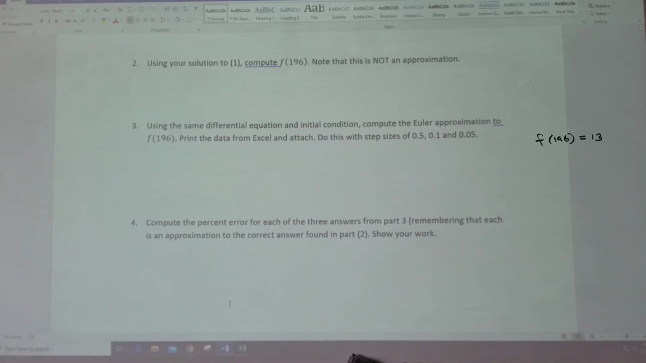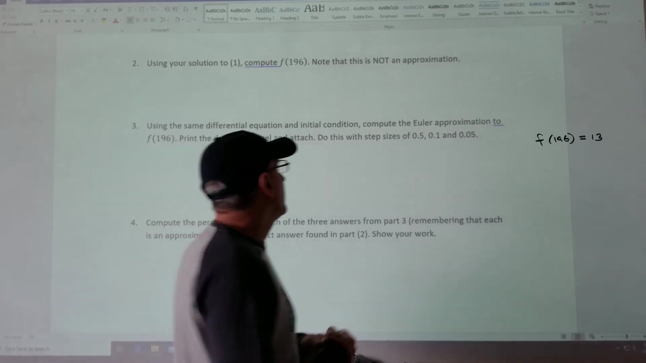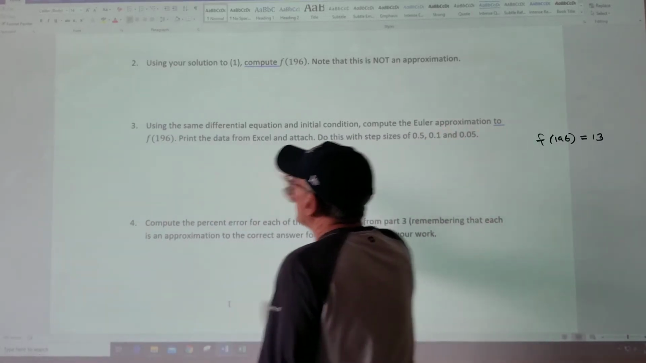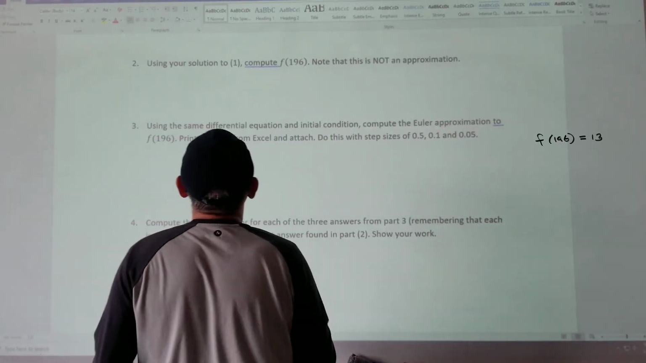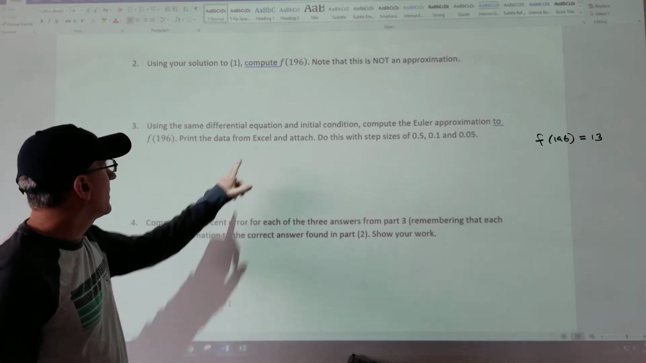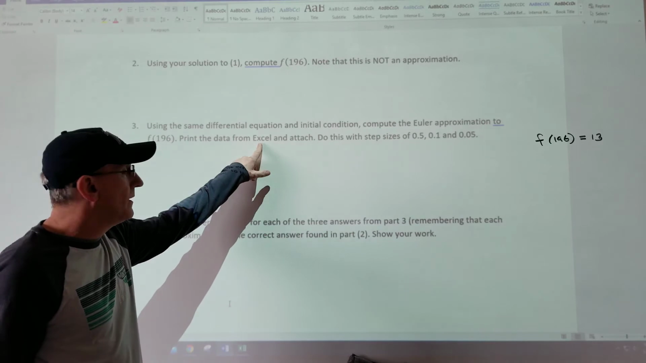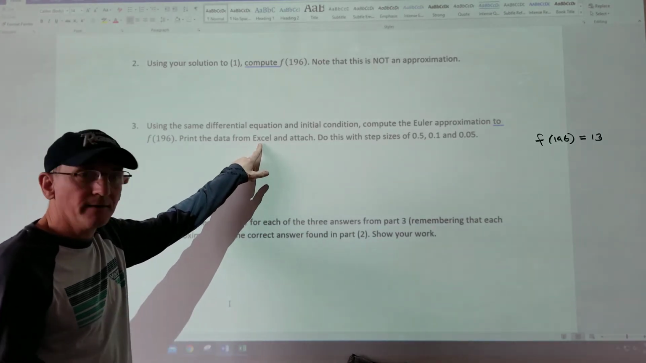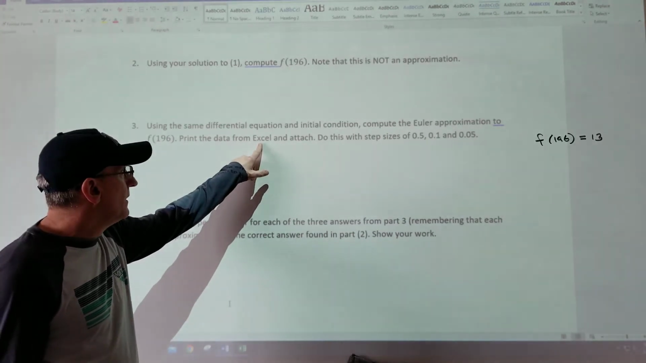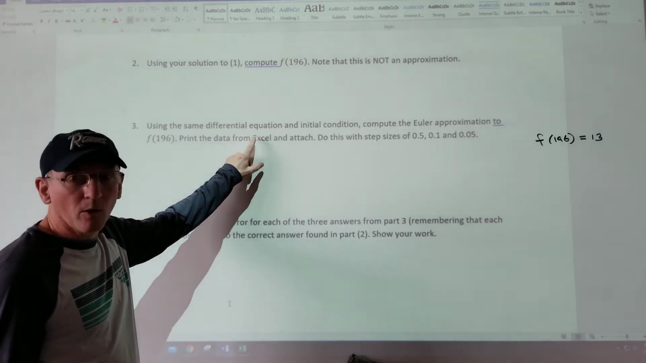So we have two things to do here, and I'm going to make this go away. We want to approximate f of 196 using the Euler solution, and it recommends Microsoft Excel. You can do this on Google Sheets too. I've done it both ways. The steps are the same, the logic's the same, the syntax is the same. So you can do this on a Chromebook, for example.